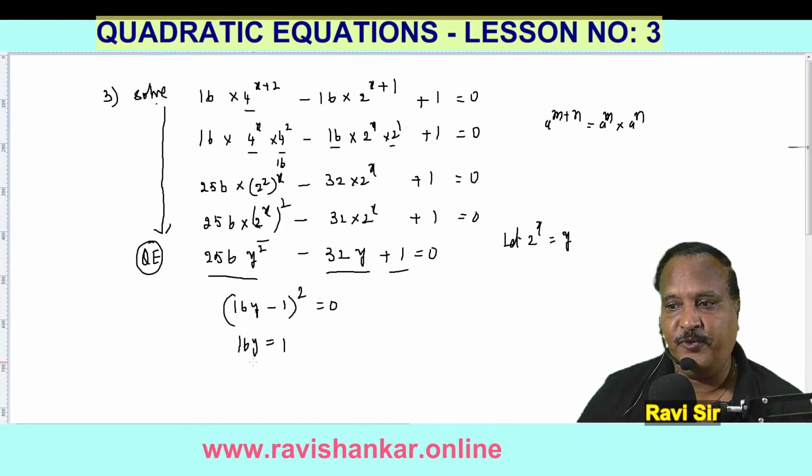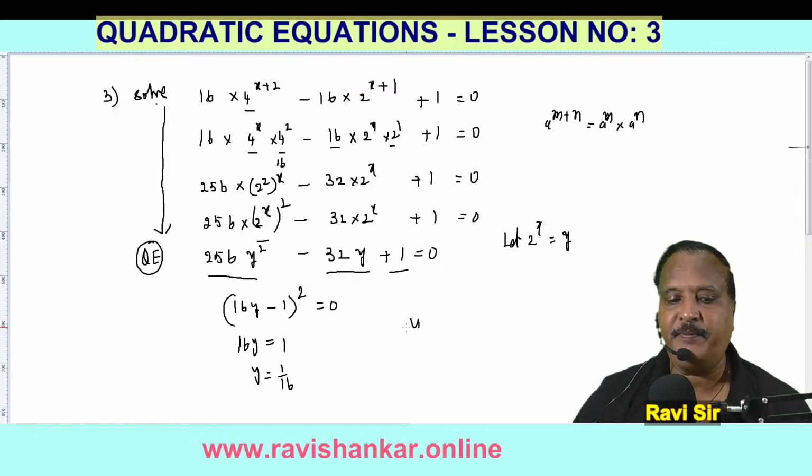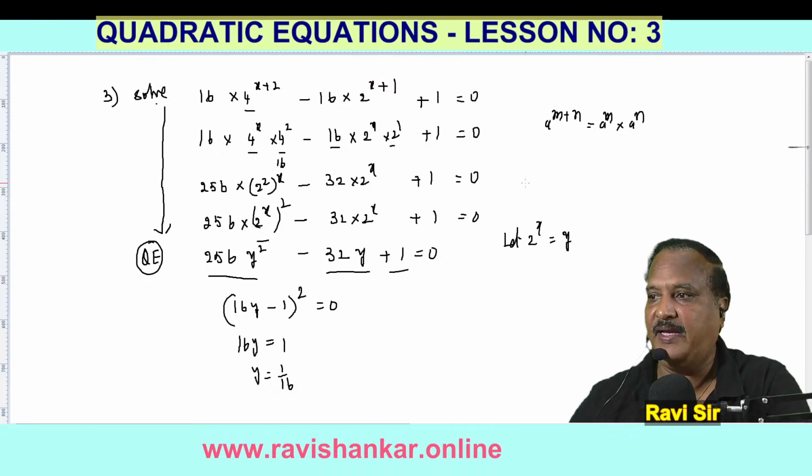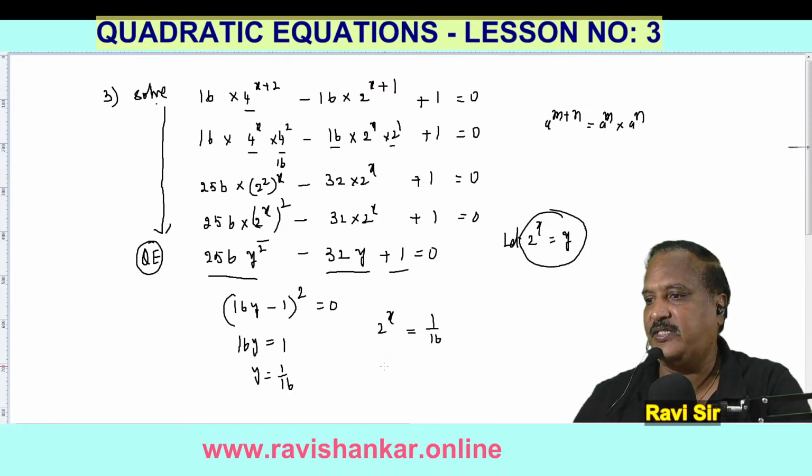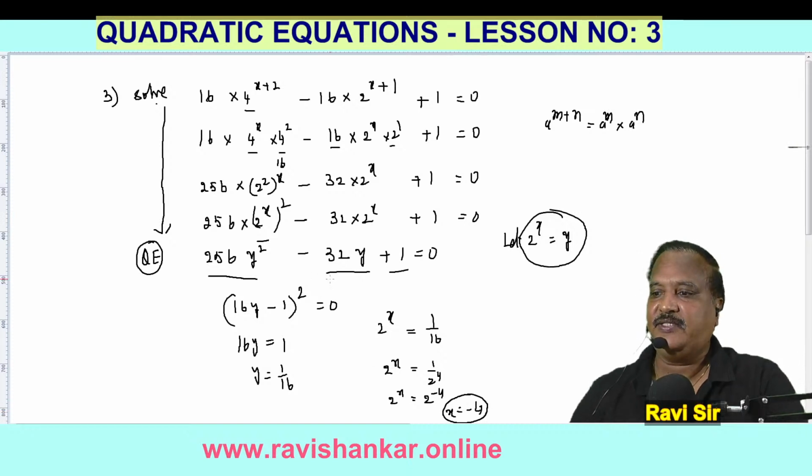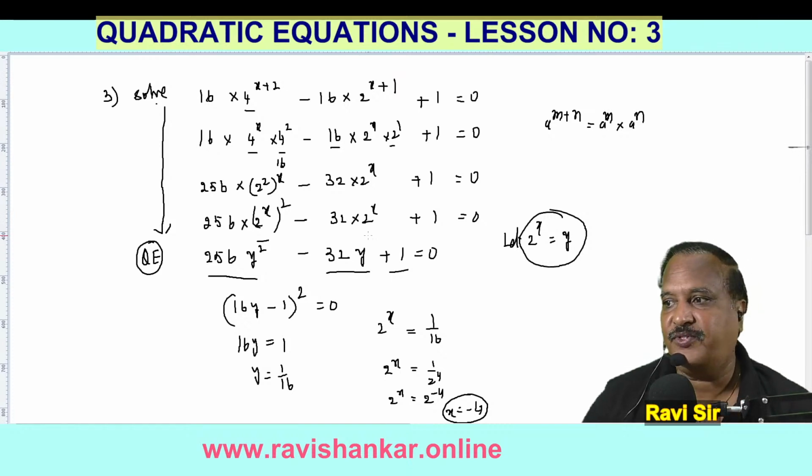So y, you bring back y. y is equal to 1 upon 16. What is the y value? We have assumed the y value as 2 to the power of x. 2 to the power of x is equal to 1 upon 16. 2 to the power of x is equal to 1 by 2 to the power of 4. So 2 to the power of x is equal to 2 to the power of minus 4, and x is equal to minus 4. So the solution is x is equal to minus 4.